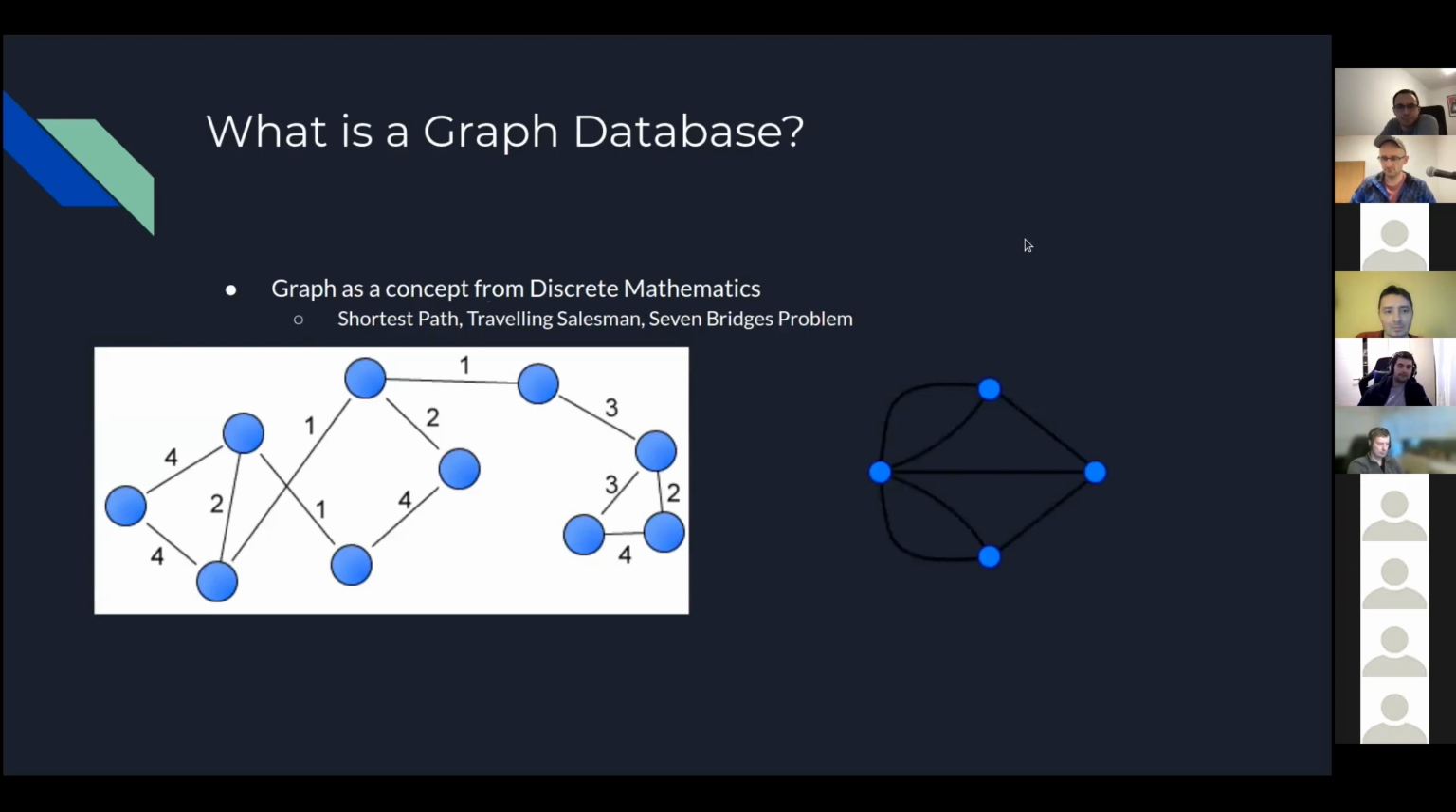So, okay, first we're going to take a look at what is a graph in our context here. It's a concept from discrete mathematics. They're usually used to solve problems such as finding the shortest path. We have the example of the traveling salesman problem, and the seven bridges problem, which is probably one of the earliest problems approached as a graph, the seven bridges of Königsberg.